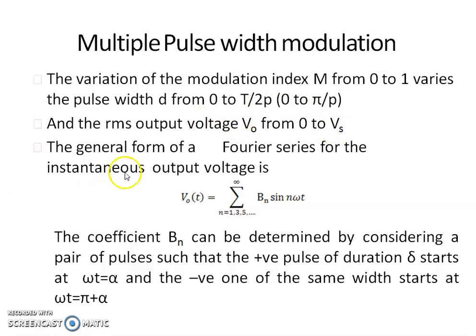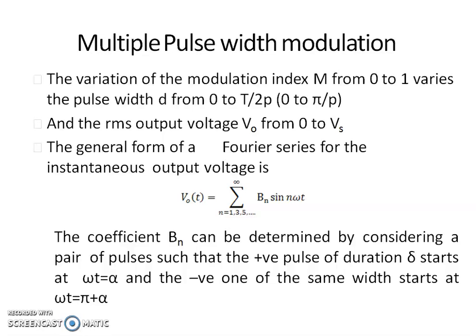The general form of a Fourier series for the instantaneous output voltage is V naught of t is equal to the sum over n equal to 1, 3, 5 to infinity of Bn into sin n omega t. The coefficient Bn can be determined by considering a pair of pulses such that the positive pulse of duration delta starts at omega t equal to alpha and the negative one of the same width starts at omega t equal to pi plus alpha.